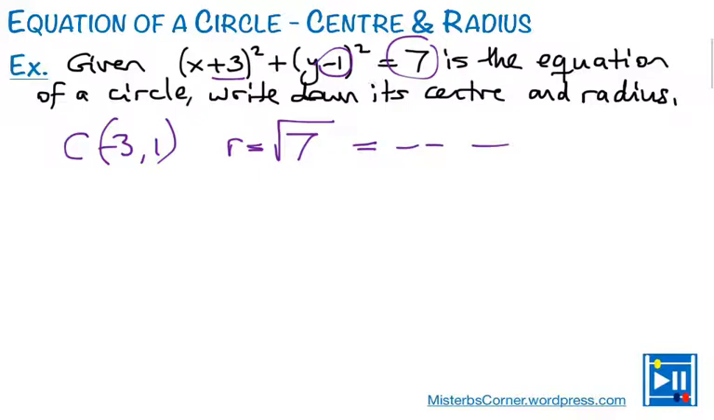And please do not write this as a decimal, all right? Because it's not given as round this to something or something like that. We don't do that. We just keep them in surd form. So the radius is root 7.